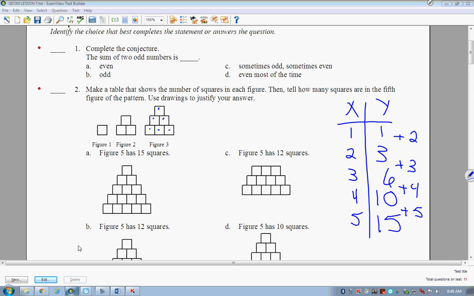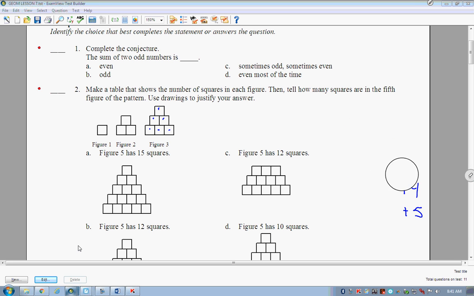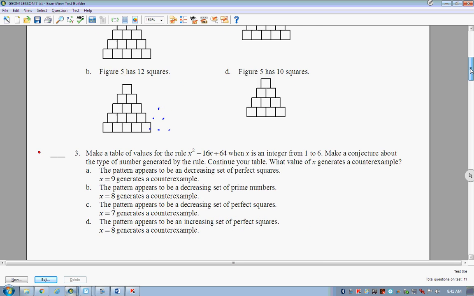Okay. All right. That's my pattern. So 15. And of course, we should find an answer in here that's going to match that. Does A match it? Okay. Figure 5 has 15 squares. Okay, good. Let's scroll down here a little bit and see if we can find another one.